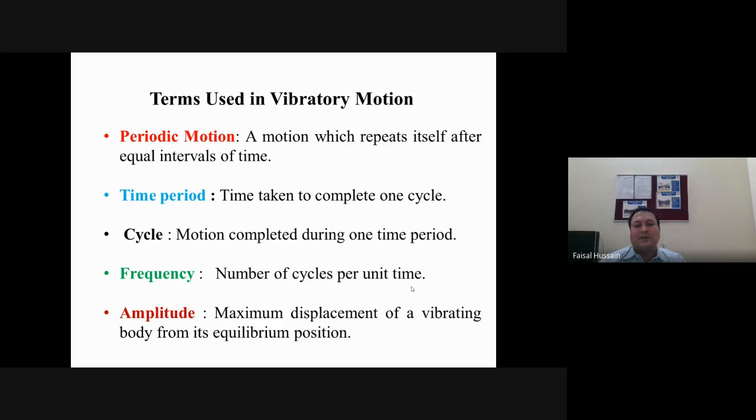The last one is your amplitude. Amplitude means the maximum displacement of a vibrating body from its equilibrium position. What will be the displacement of the vibrating body from its equilibrium or mean position? So, by considering the maximum displacement, we can determine the maximum amplitude of a vibrating body or a vibrating system.